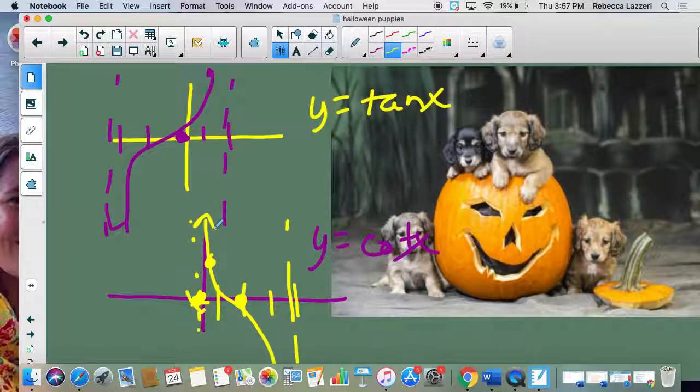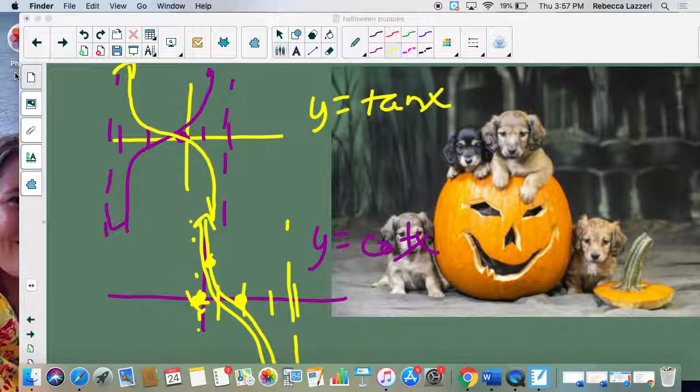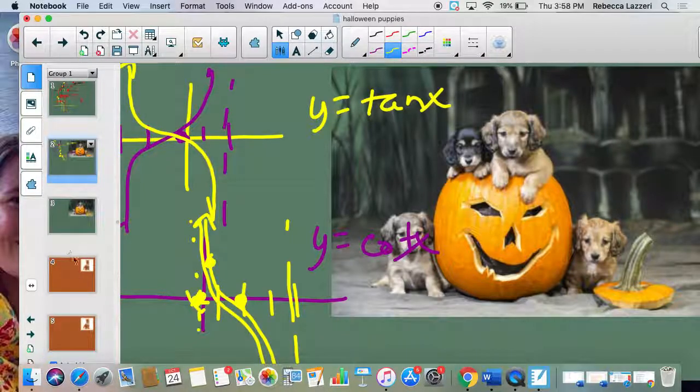So yeah, a negative tangent graph would look like this. So it kind of has the same shape, but it's not in the same place because of how they act. So to finish up, I'm going to do a harder tangent graph.